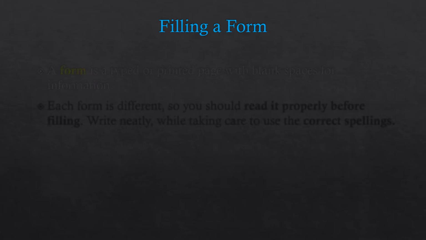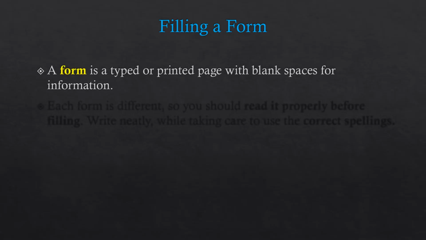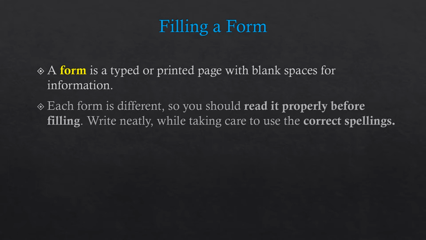So, what is a form? It is a typed or printed page with blank spaces for information. Means sometimes we fill the form online, which is in the typed form, and sometimes we manually write the information in the printed page. Each form is different. As we just discussed, for admission it is an admission form, for exam it is an examination form. There are many such forms. Each one of them is different. So whenever you are filling any form, you should read it carefully and you should fill all the information correctly.